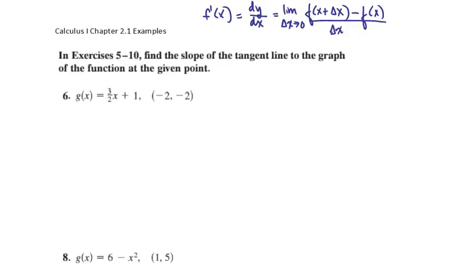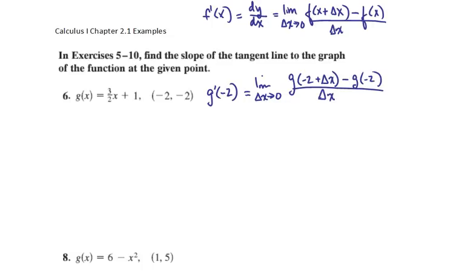We're looking for the slope of the tangent line to the graph g of x equals 3 halves x plus 1 when x is equal to negative 2, and we're going to call that g prime of negative 2. And we're going to set it up in exactly the same way we set up the formula above. We have the limit as delta x approaches 0 of g of negative 2 plus delta x minus g of negative 2, all divided by delta x.